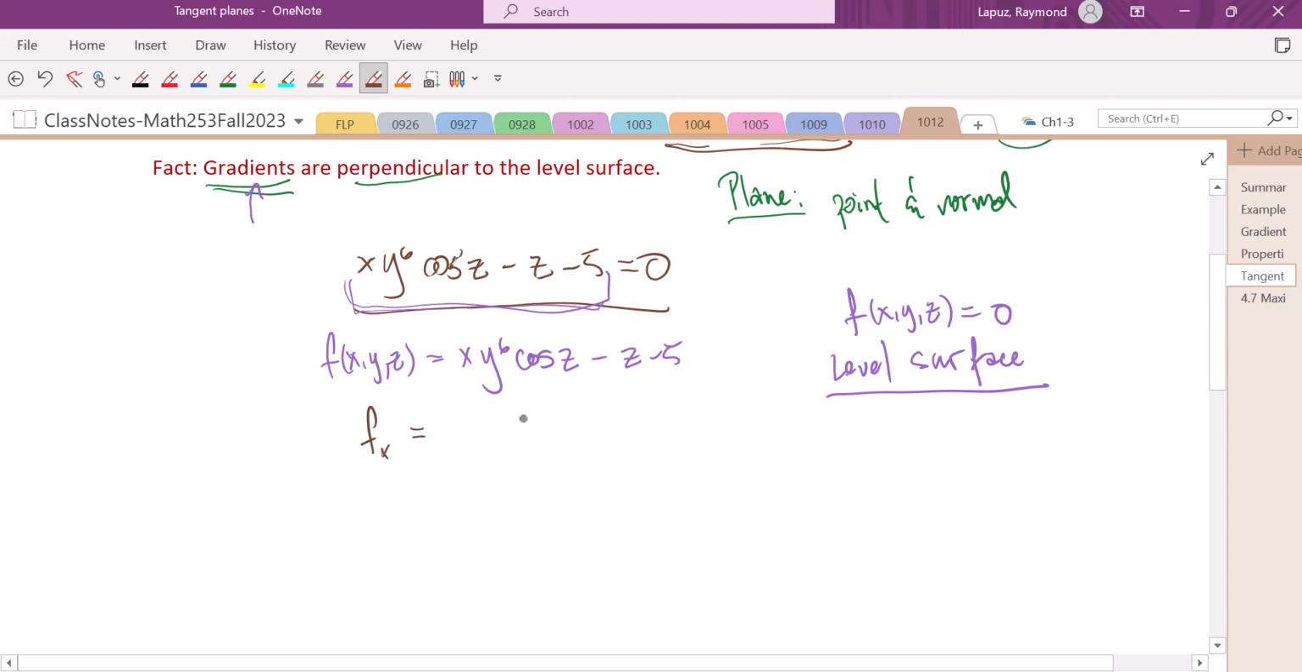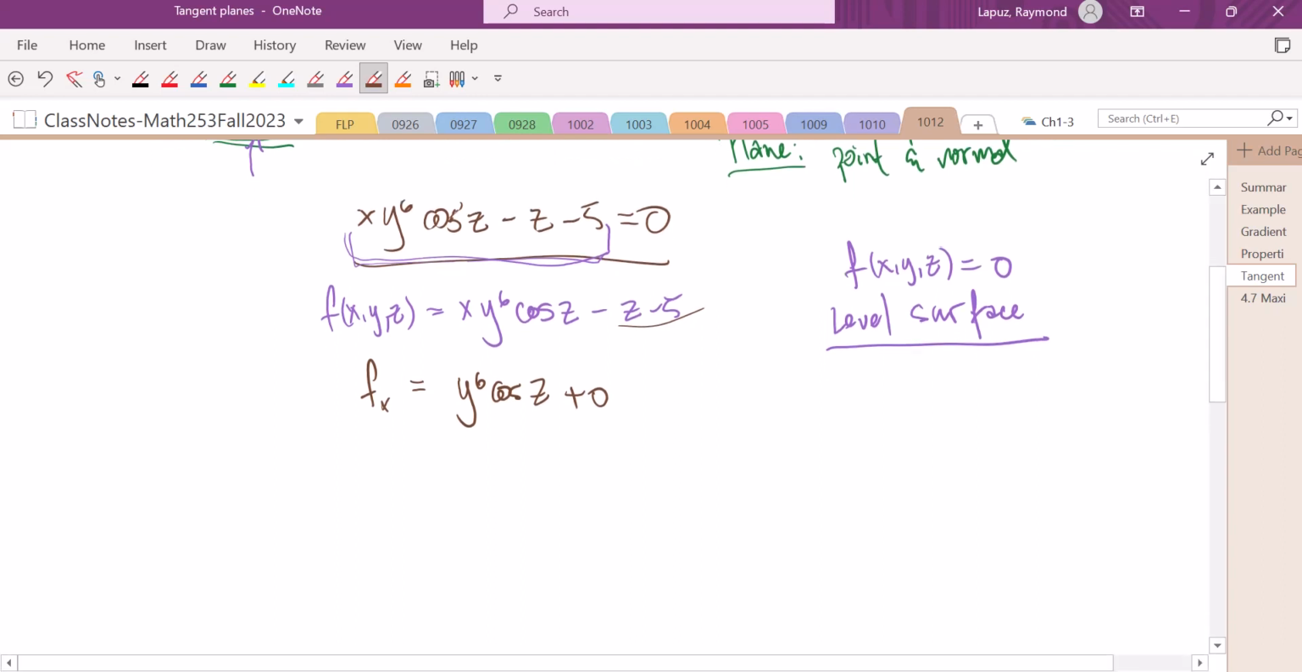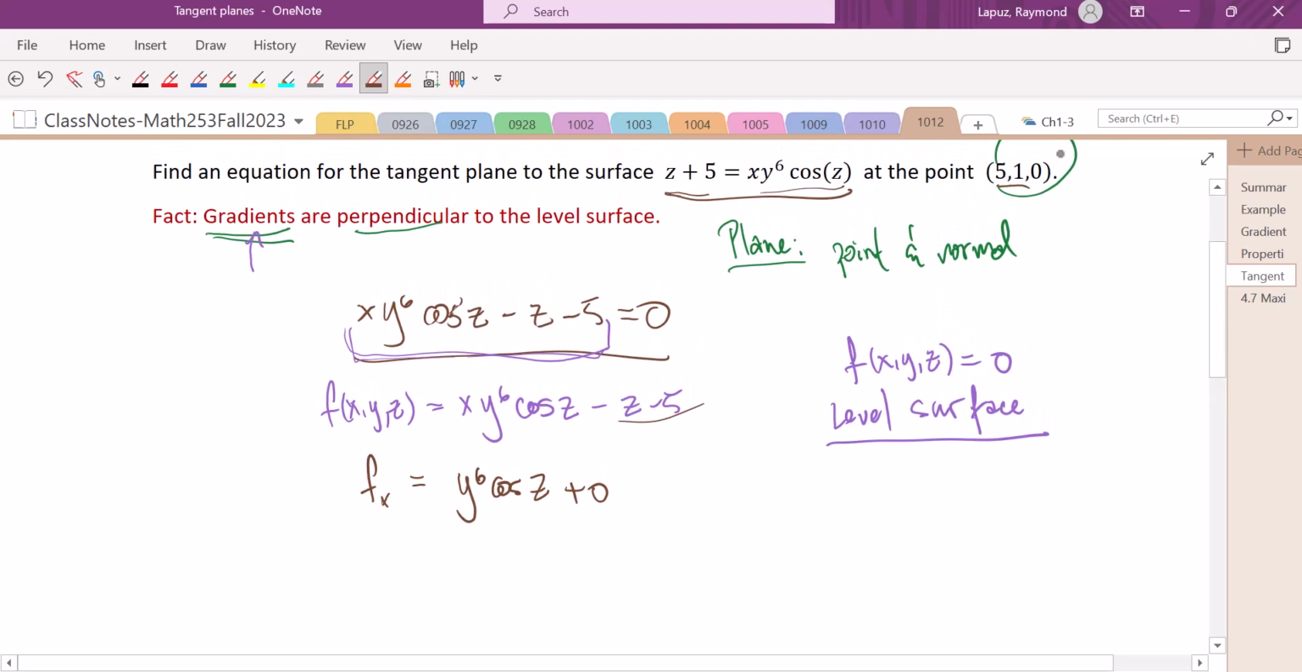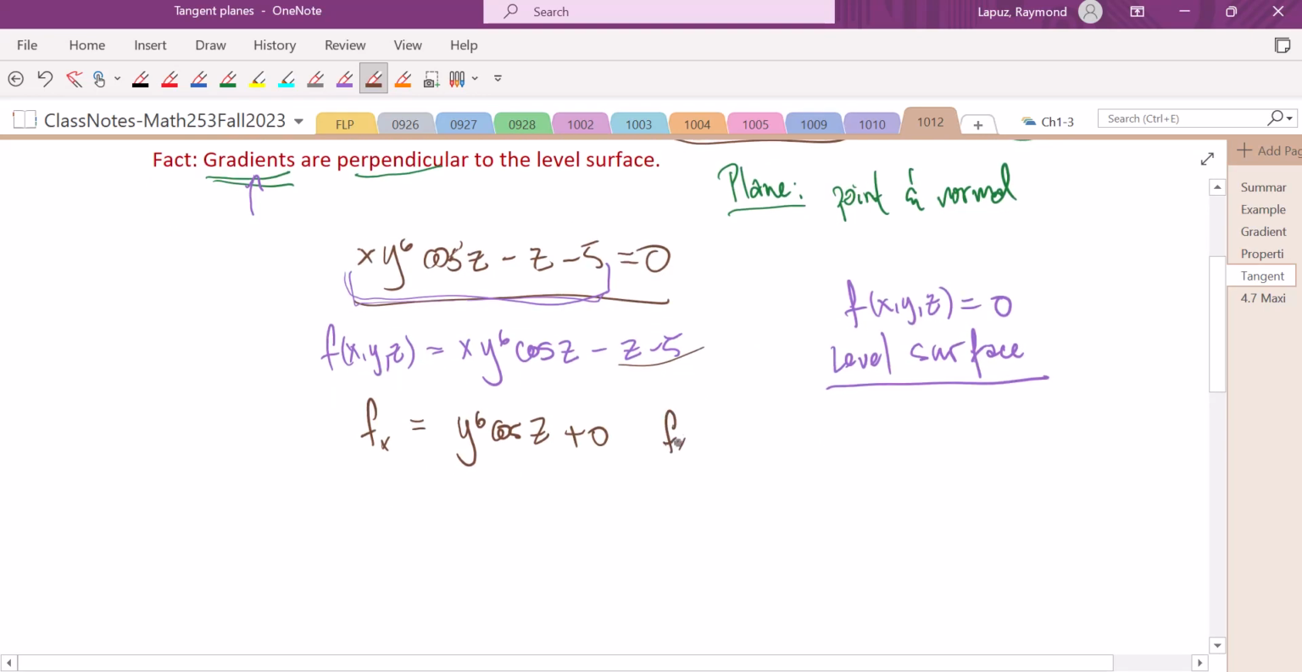So let's start with f sub x, the derivative with respect to x. We will treat y to the 6 cosine z as constants, and the derivative of x is just 1, so that's y to the 6 cosine z. And these two terms, the z and the 5, will be 0 if we take the derivative with respect to x. We will be interested in putting in (5, 1, 0) as well, so let's do that now. f sub x of (5, 1, 0) will equal, let's see, there's no x to put 5 in, y is equal to 1, and z is equal to 0. And I think this will give us a 1.